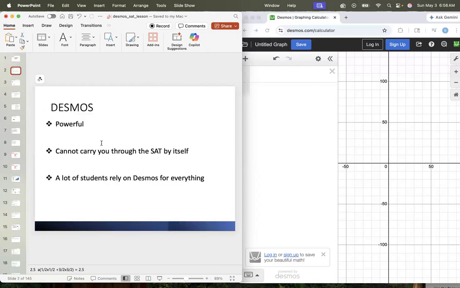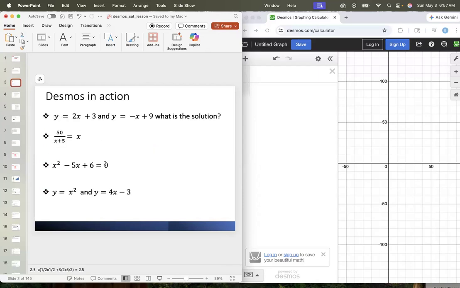First, most students misuse this weapon. It cannot carry you through this SAT by itself. You need some help. A lot of students rely on Desmos for every little thing. You're wasting time. These are Desmos in action.